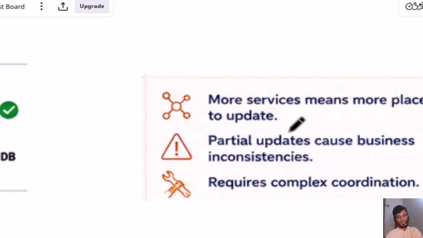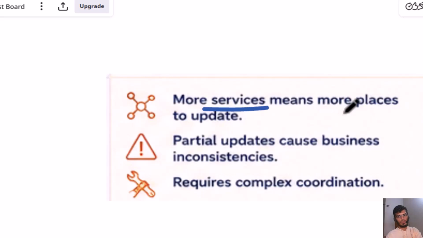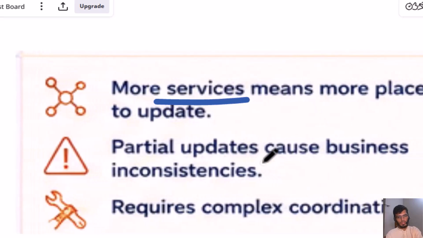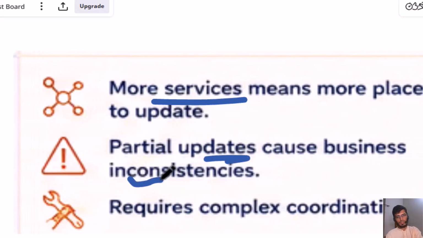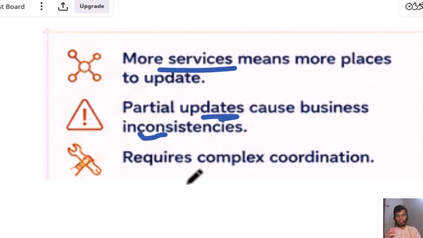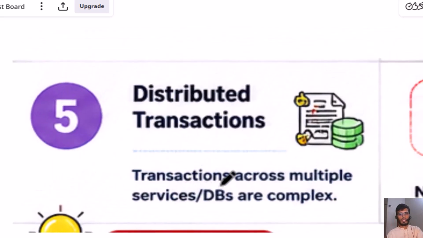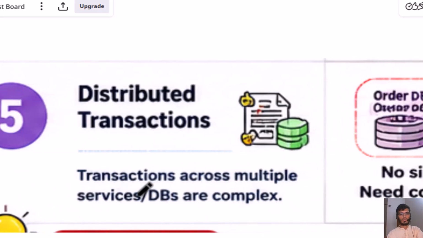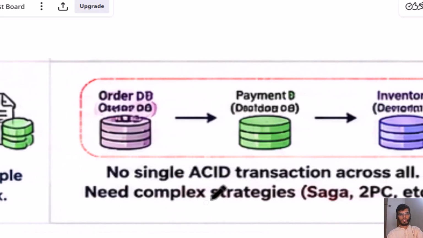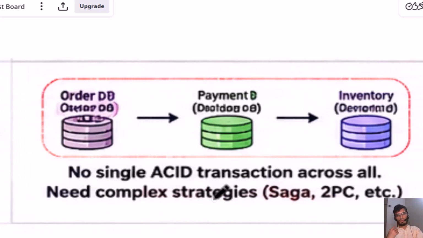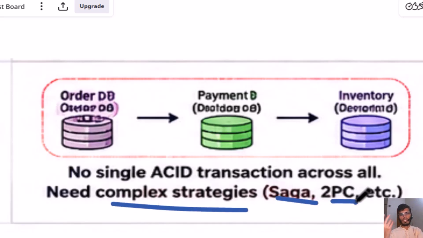So why is it challenging? Because as we have more services, we need to manage more updates across databases, and partial updates may occur, which results in inconsistency. And yes, we have to do complex coordination across multiple services. Last challenge, that is distributed transactions. A distributed transaction means a transaction across multiple databases. For example, with the order DB, there is no single ACID transaction across all. We need complex strategies like Saga or 2PC that we will discuss in later videos.